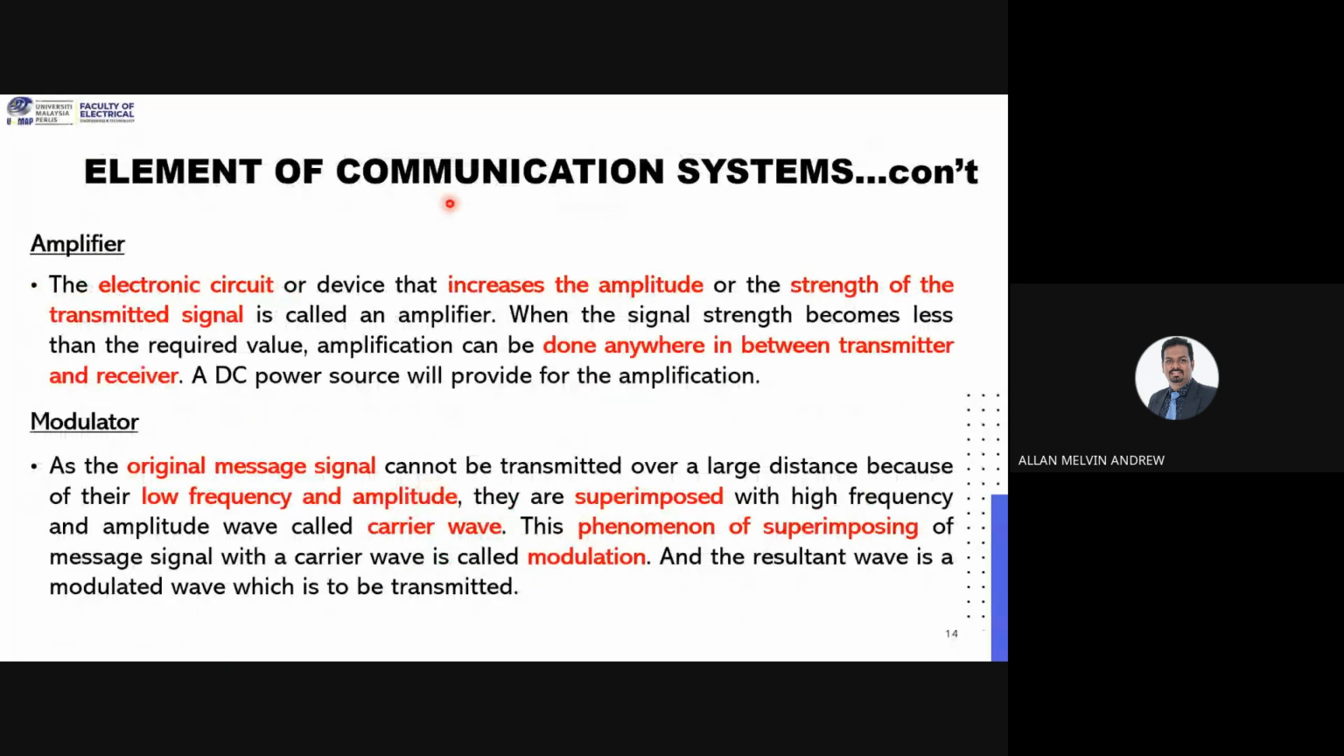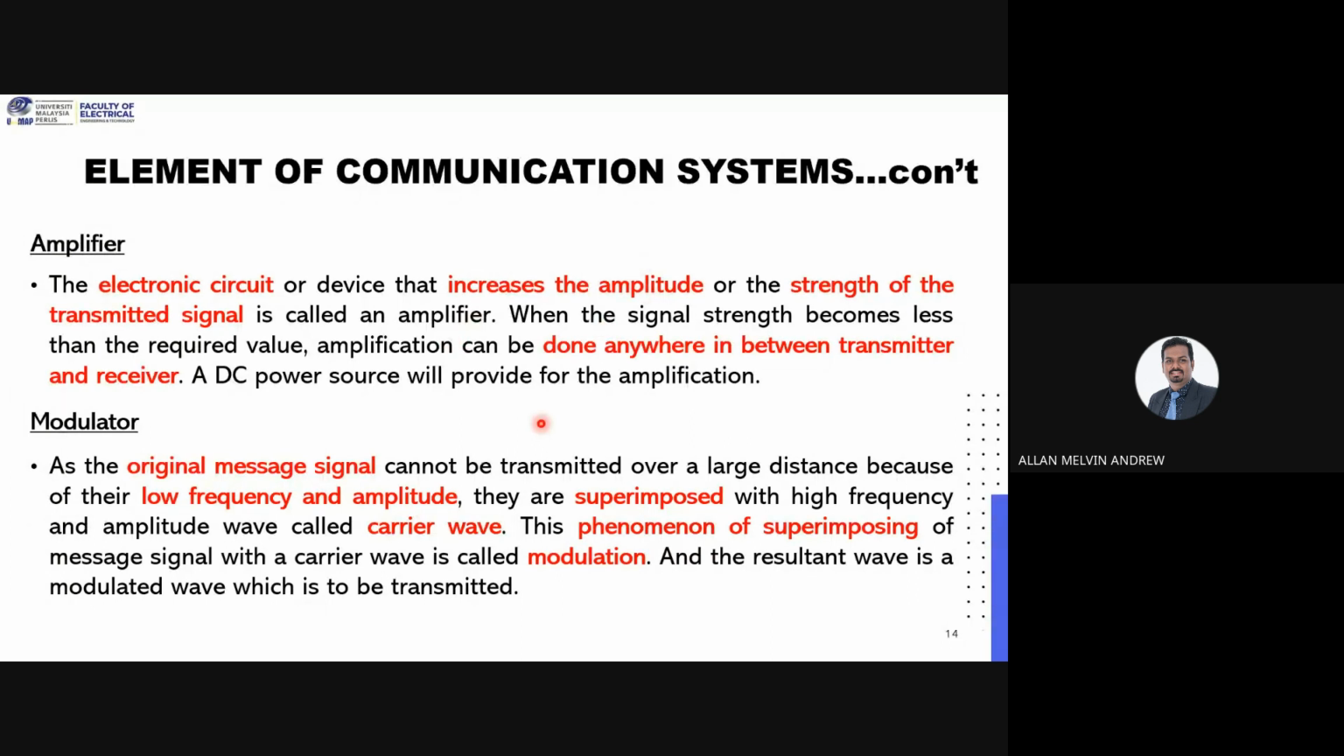Okay, so the fourth thing is the amplifier. The function of the amplifier is to increase the amplitude. Okay, so you want to amplify something. Let's say your voice is at 2 volt of amplitude. So using the amplifier, you can increase it to 200 volt. Okay, so that's the function of the amplifier.